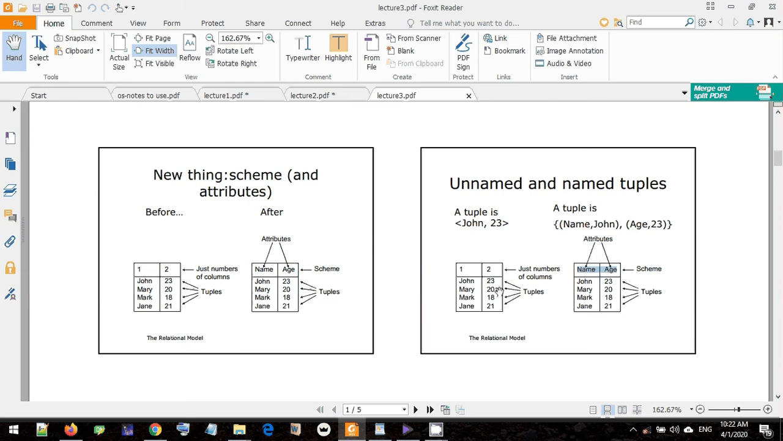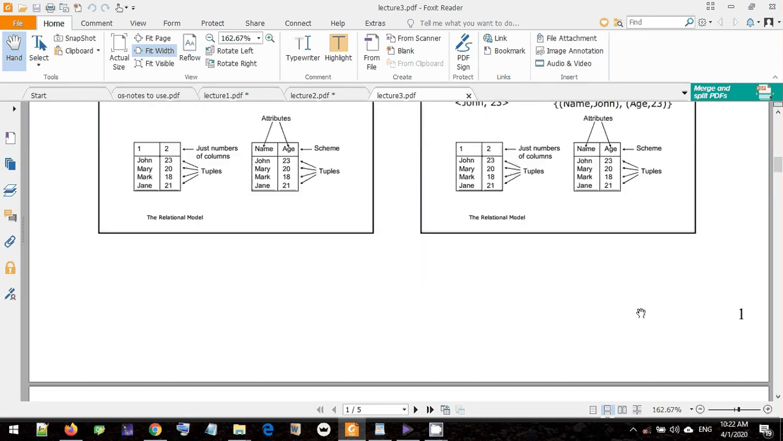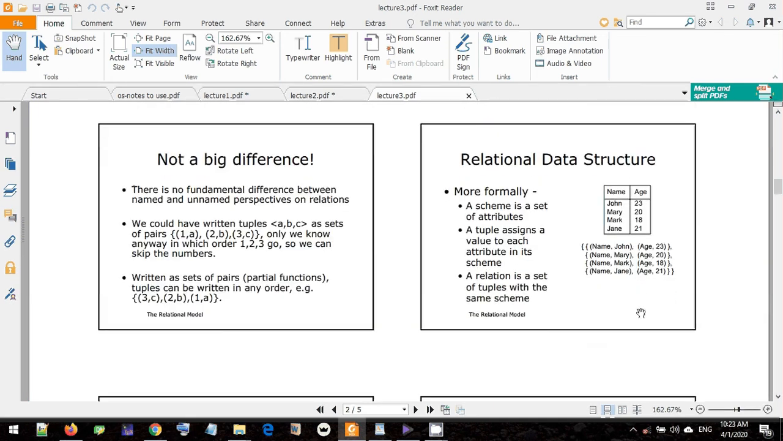An example of an unnamed tuple: remember we said that we could write the contents of the tuples as pairs of elements, John, 23, Mary, 20, just as simple as that. But in the case of a named tuple, you put the name of the attribute, comma, the content, in parentheses, then the attribute age, the content 23. Fundamentally, there is no big difference between named and unnamed tuples. It's just a matter of perspective.